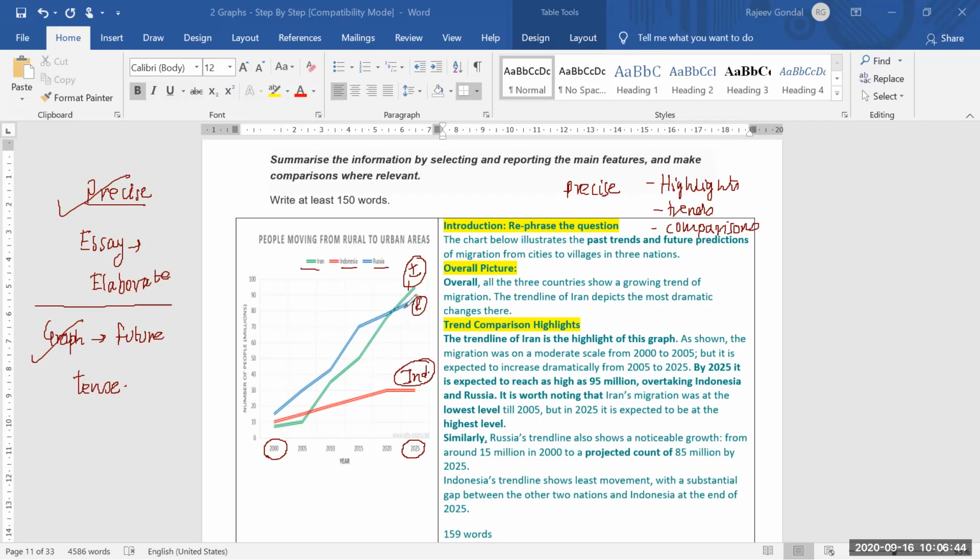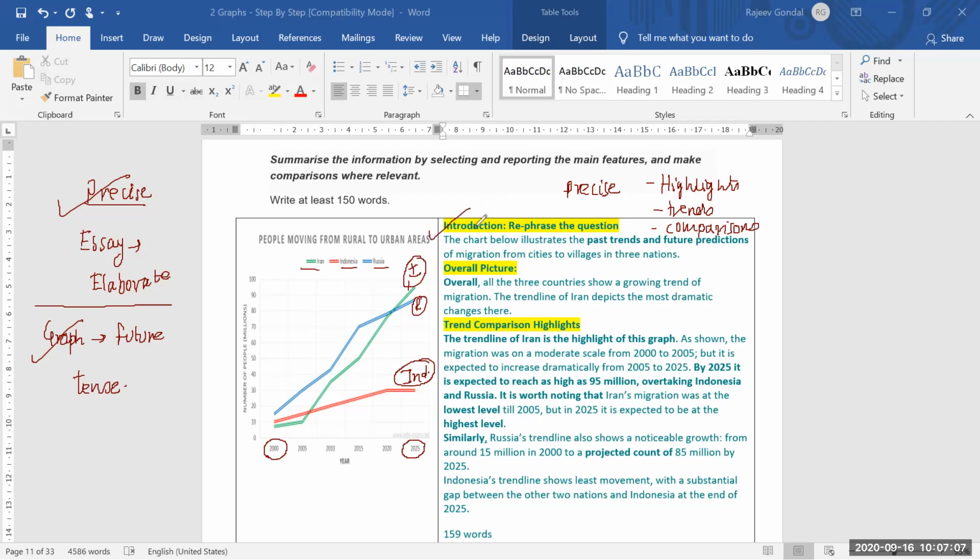When we study, we should study like this. We can write some notes on the paper itself, so we know what is the main agenda and what are the highlights of the graph. For example, in this case, definitely Iran is the highlight and Indonesia is the low light, or something which shows the least growth. So let's see how we write it.